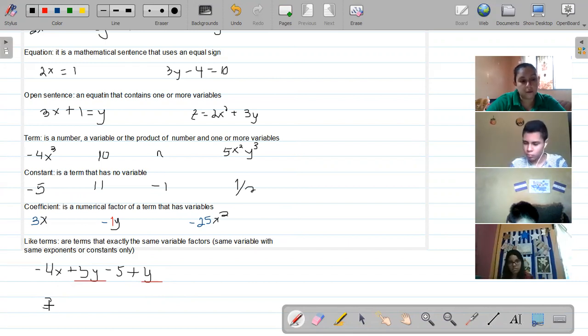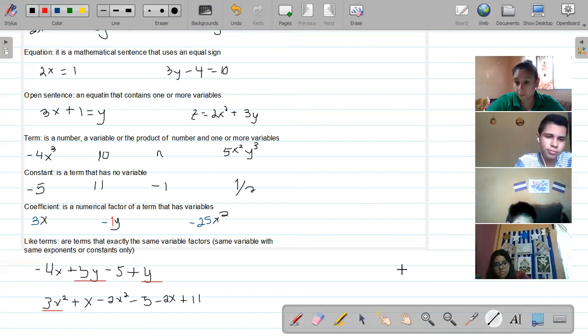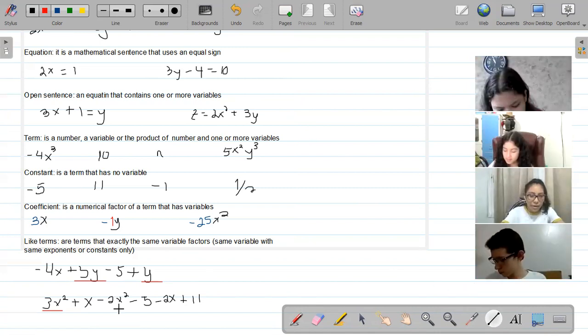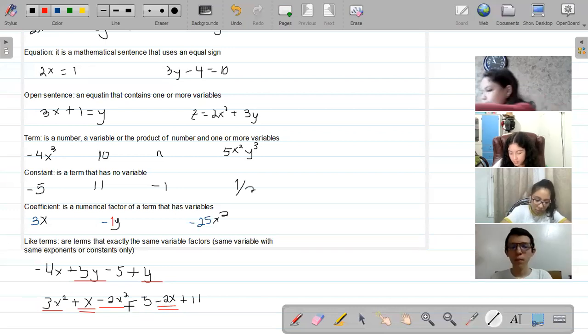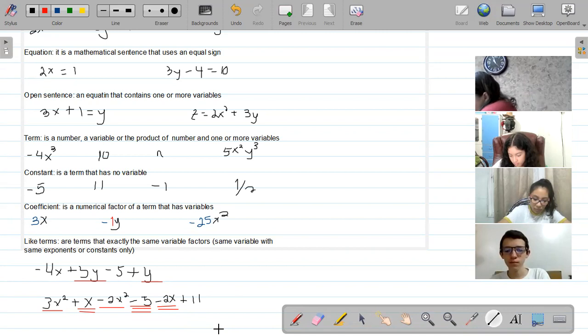Another example, let's say 3x to the square plus x minus 2x squared minus 5 minus 2x plus 11. Okay, so we're going to find the like terms of this. Do we have a like term for 3x squared? 2x squared. Negative. Remember the sign. It has to be taken into account. Negative 2x squared. Do we have a like term for x only? Negative 2x. Exactly. Do I have a like term for negative 5? Positive 11. Positive 11.